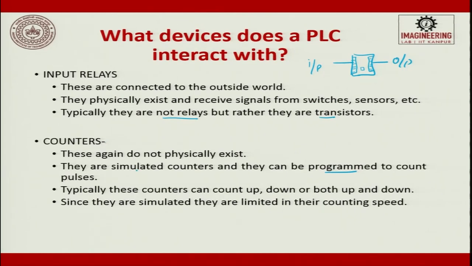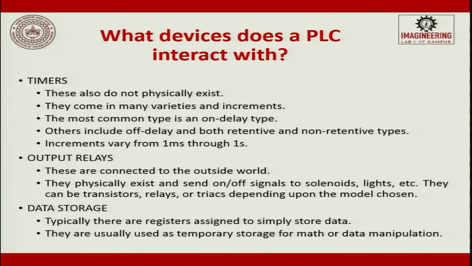So these are simulated counters and they can be programmed to count pulses. Typically these counters can be up counter, down counter, or up-down counter. Up counter means it goes from 0 to 100, down counter means it starts from 100 to 0. You can have a mixture of both. Since they are simulated, they are limited in their counting speeds. So, a counter is a device which is internal, while these are input relays.